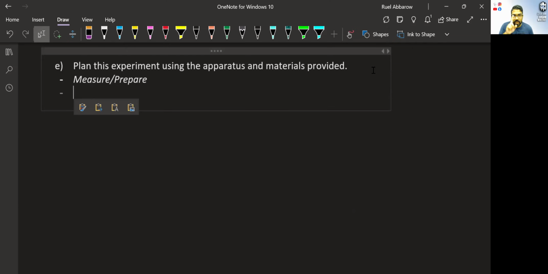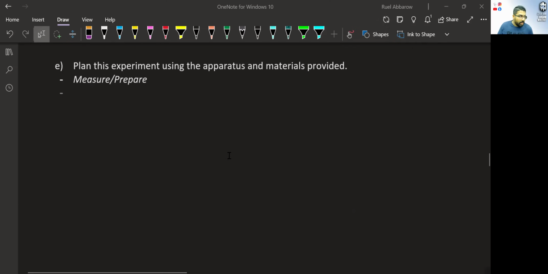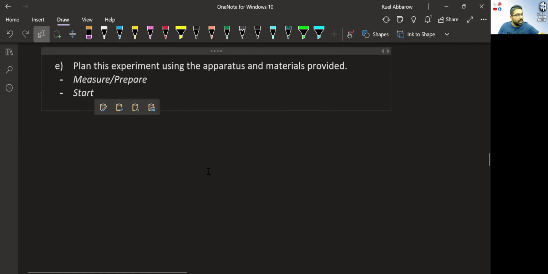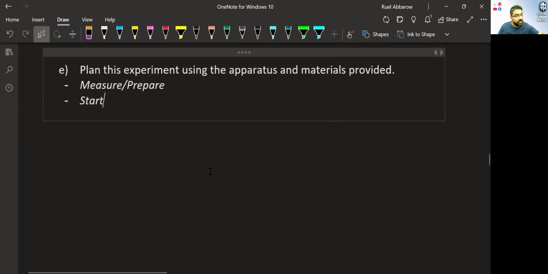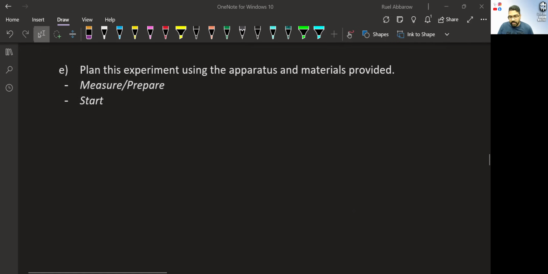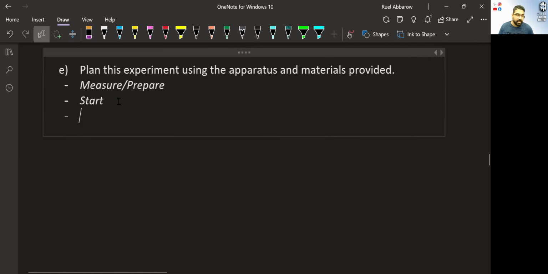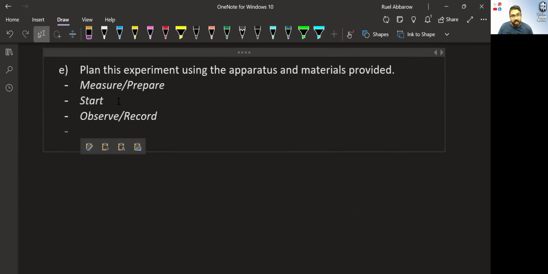Number 1, all the measurement and preparation. So the first step will be measure and prepare. And then after you've measured and prepared everything, you have to start the experiment. So what is the action that you perform to start the experiment? After you start the experiment, we need to start collecting data. So that would be observe and record. Or sometimes it's not observation, sometimes it's a measurement. Measure and record. Whatever data we are collecting, that's data collection, right?